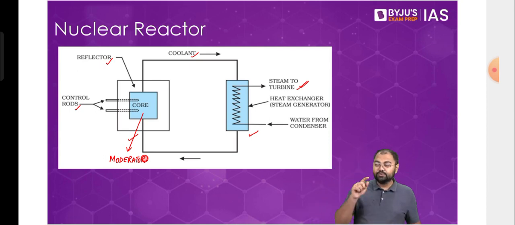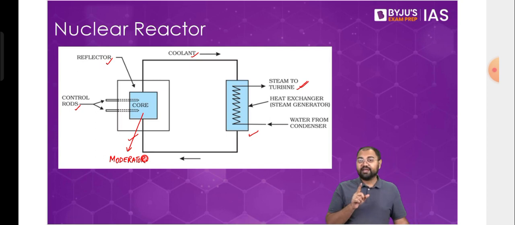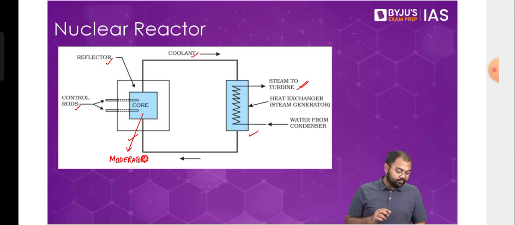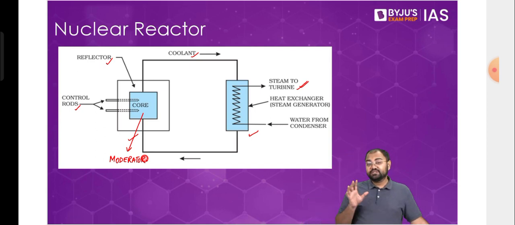Naturally neutrons are faster than that. So to slow down the fast moving neutrons, to control the speed of the neutrons, we have moderators. This is where we see the use of moderators. Moderators will be used so that we can slow down the speed of fast moving neutrons.